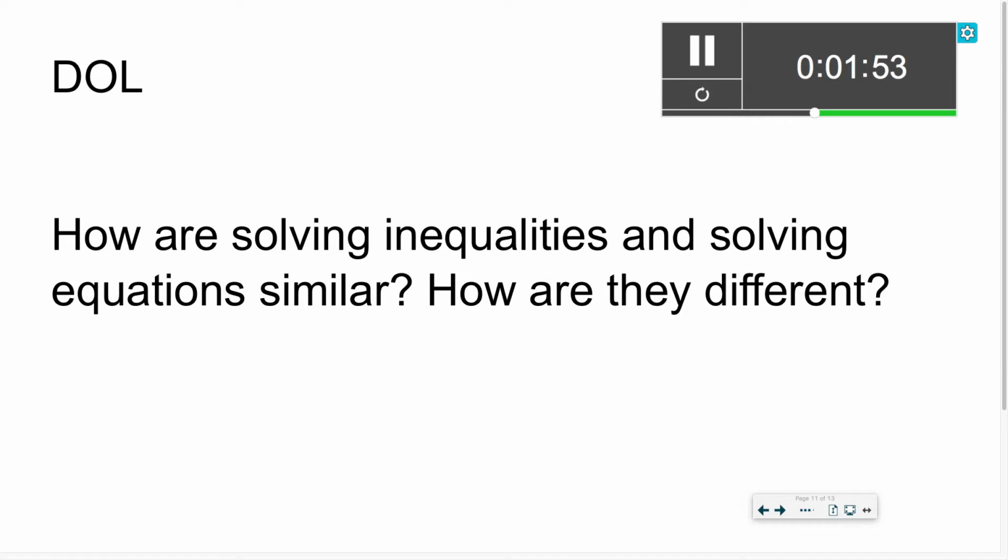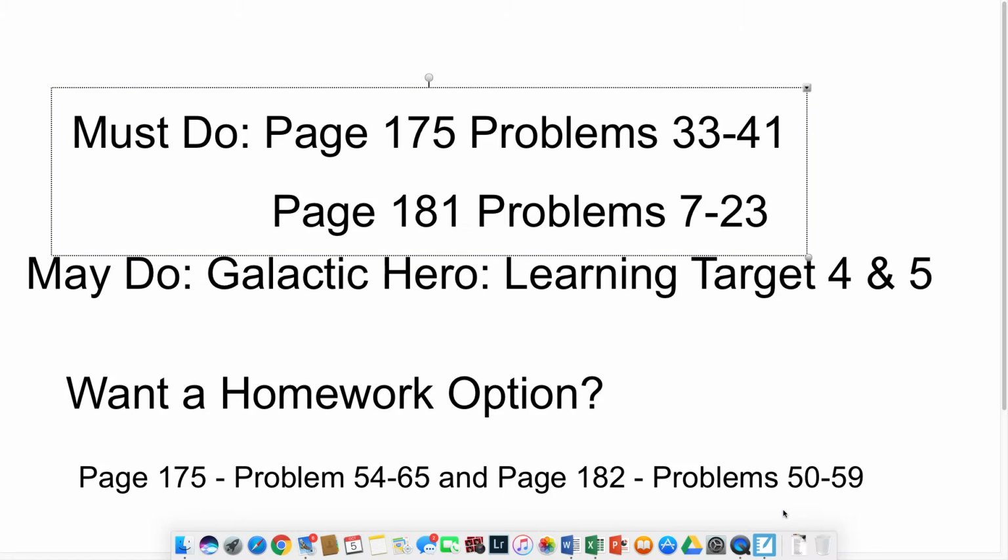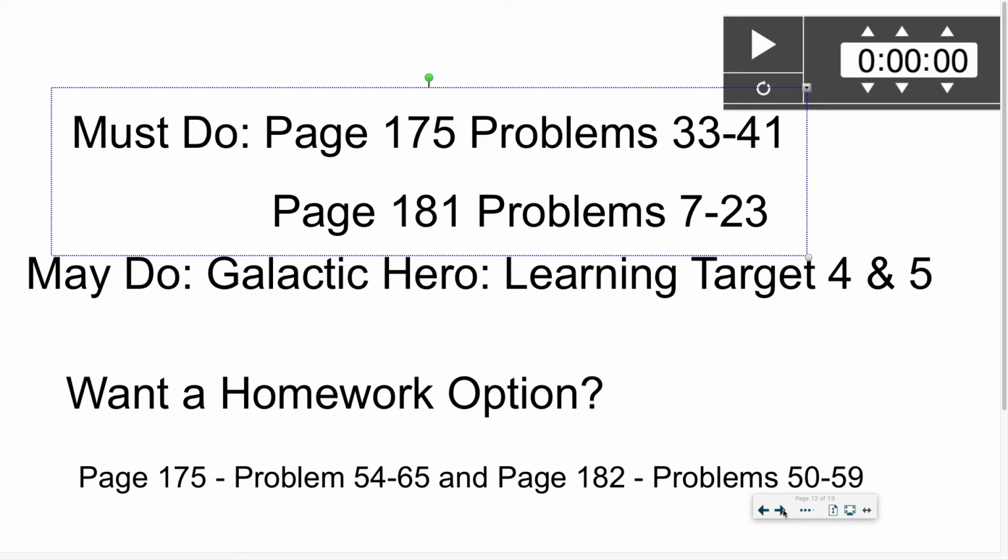I'm just going to turn to the next page here, so those who are finishing up the DOL can see what page numbers you can go to, okay? The DOL is also written over here.